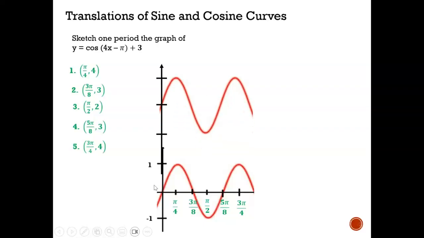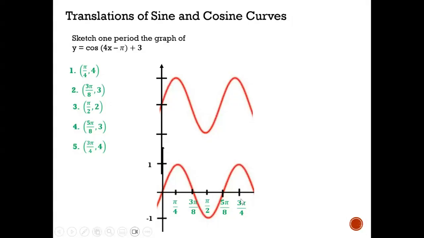Now with a plus 3, it means that all these points are going to go up 3. You see this one, it went up 1, 2, 3. The pi over 4 went up 1, 2, 3. The 3 pi over 8 went up 1, 2, 3. The pi over 2 went up 1, 2, 3. The 5 pi over 8 went up 1, 2, 3. And finally, the 3 pi over 4 went up 1, 2, 3. Does anybody have any questions? Okay, let me move on.